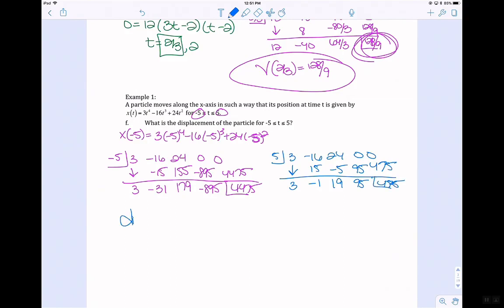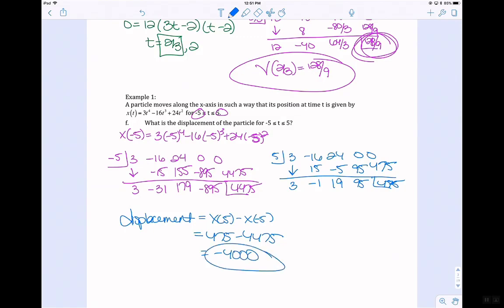So then my displacement is equal to x of 5 minus x of -5, which is 475 minus 4475, which equals -4,000. And that's my displacement. Okay?